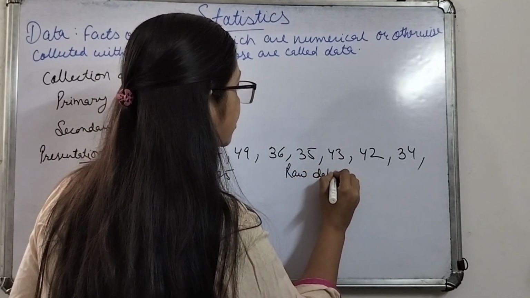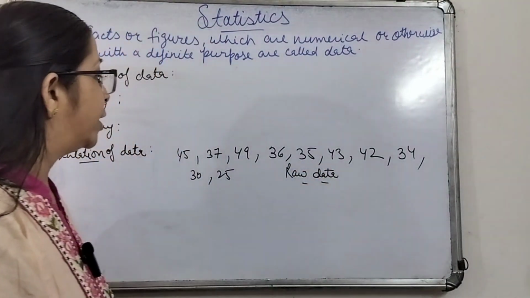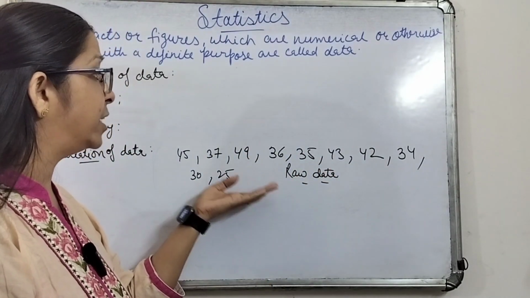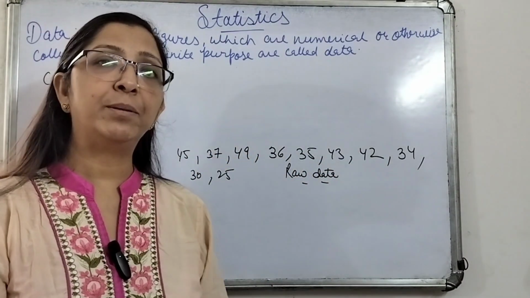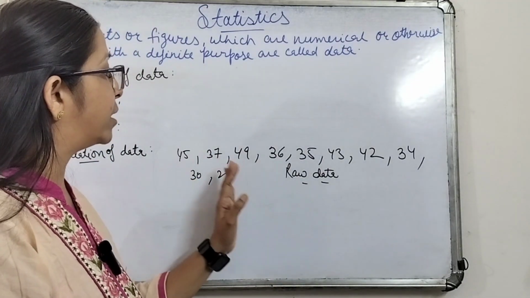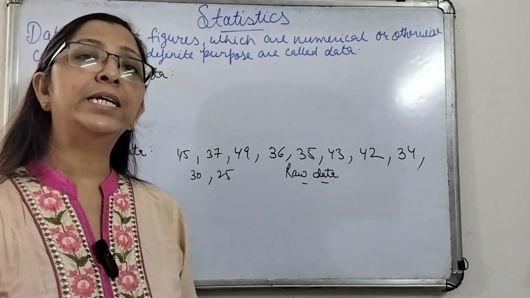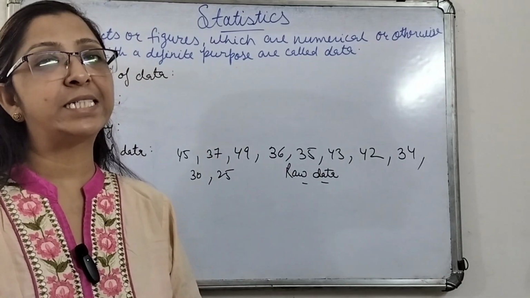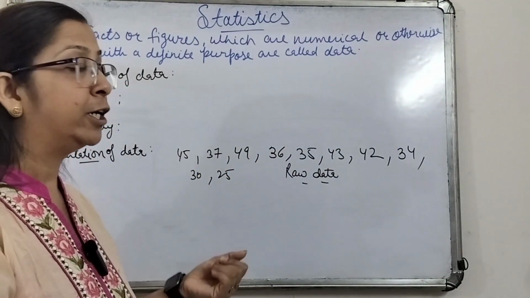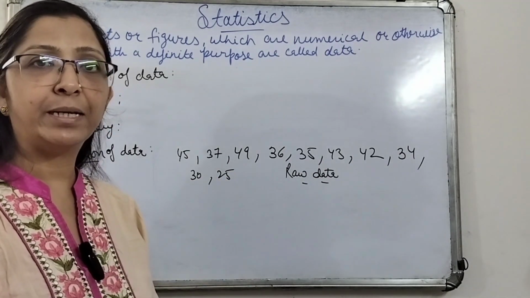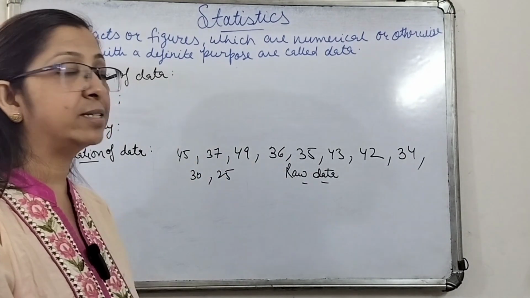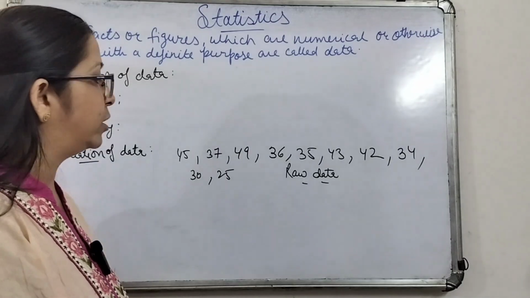So this data is known as your raw data. Now, from directly seeing this data, it is not easy to understand what the minimum marks, the minimum value, and the maximum value will be. If we arrange this data in either ascending order or descending order, it will be easy to make inferences from it and to interpret the data. So what we will be doing is arranging it in either ascending order or descending order.